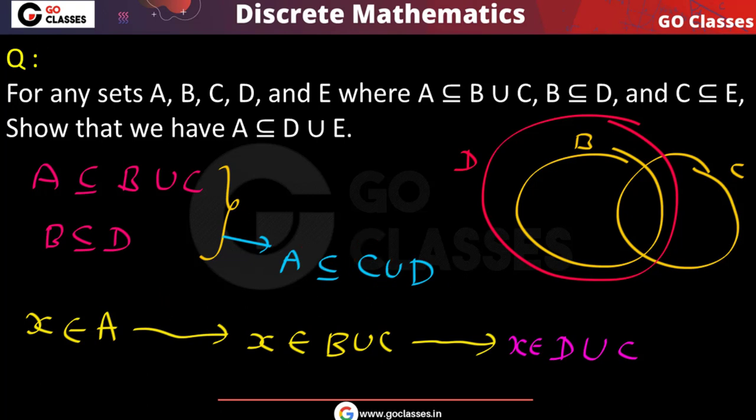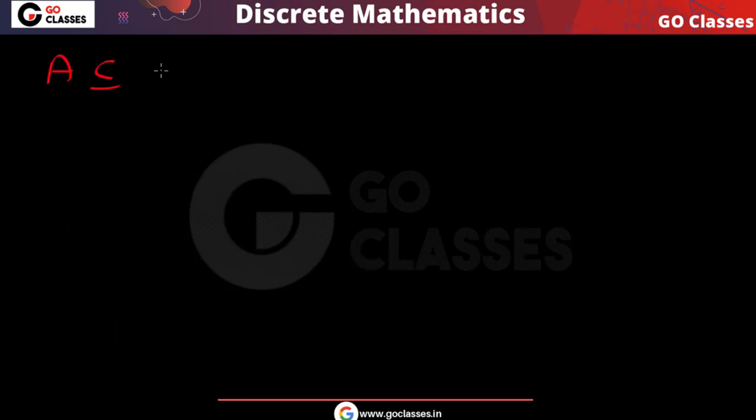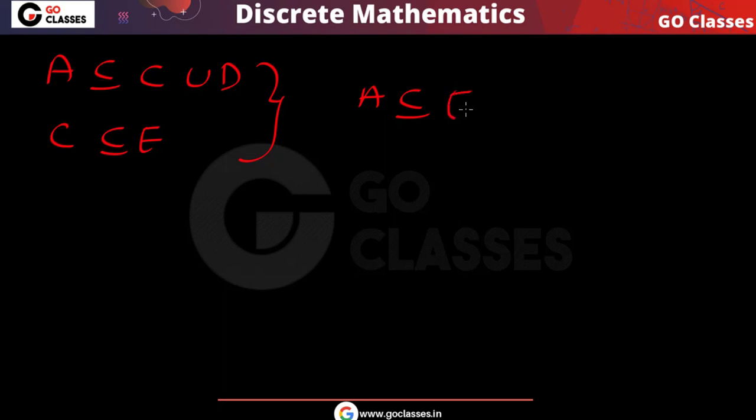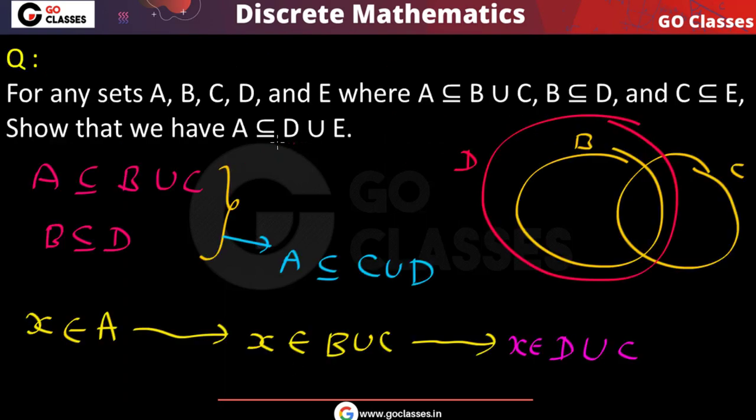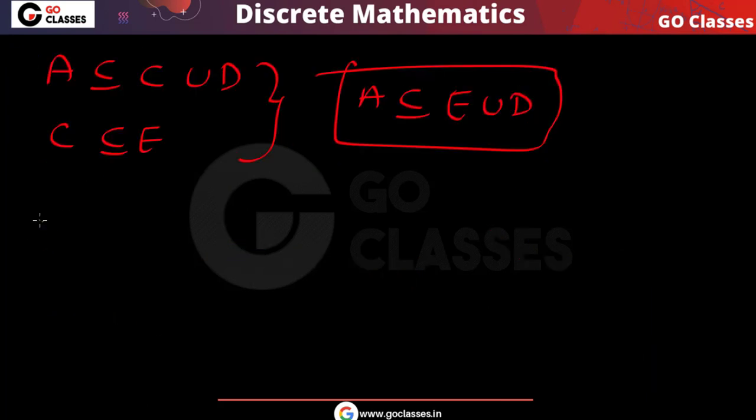So from this, I can say that because A is a subset of C union D and C is a subset of E, from these two I can say that A is a subset of E union D. Okay, so this is what the question is asking: A is a subset of E union D. Yes, this is correct.